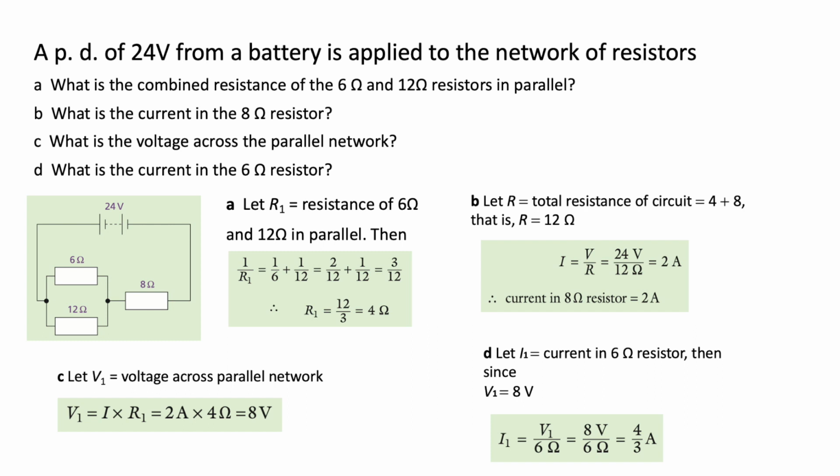Now the third question, what is the voltage across the parallel network? We know when we connect resistors in parallel, we will get a common voltage. So let V1 be the voltage across the parallel network. So we can write V1 is equal to I times R1, that is 2 ampere times 4 ohm. So you will get 8 volt.